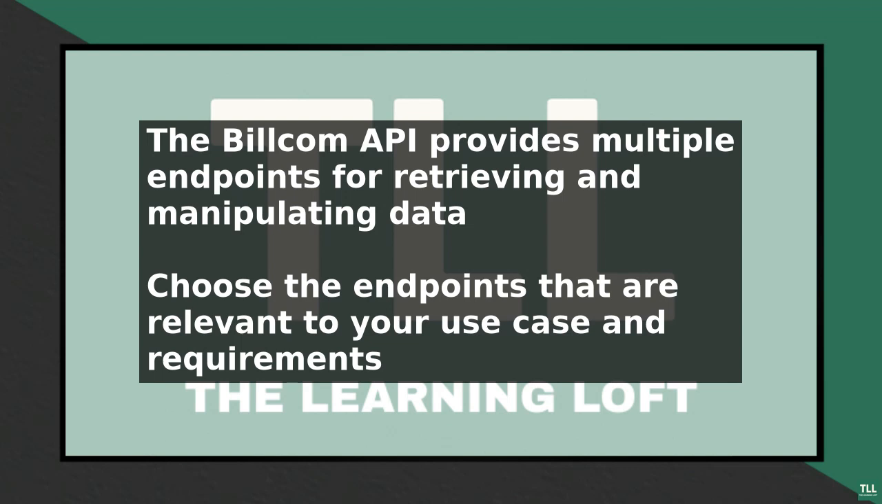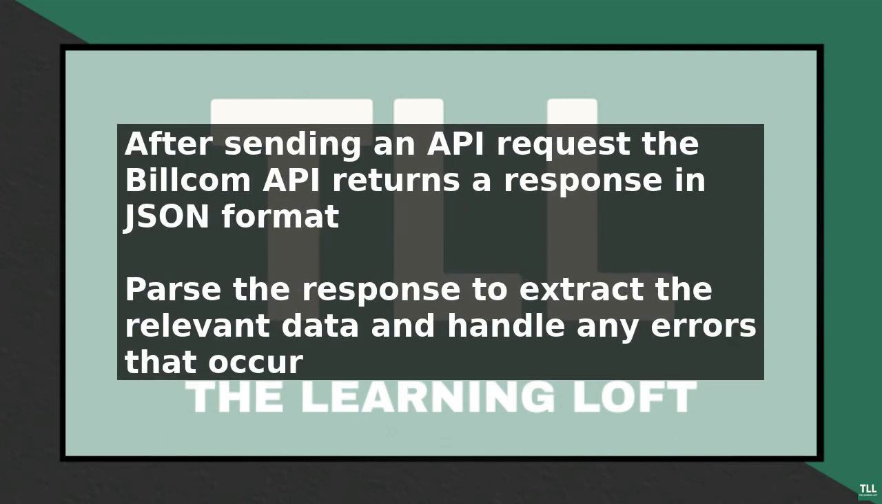Best practices for filtering Bill.com API integration. Use the correct API endpoints and parameters to retrieve the relevant data. Handle errors and exceptions properly to avoid disrupting your application. Use authentication and authorization to secure your API requests. Test your API integration thoroughly to ensure it works as expected. Use logging and debugging tools to troubleshoot any issues that may arise.